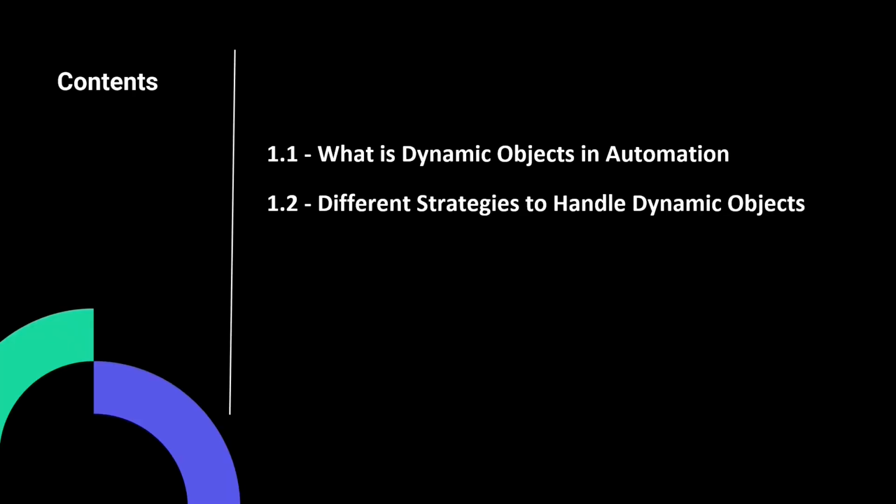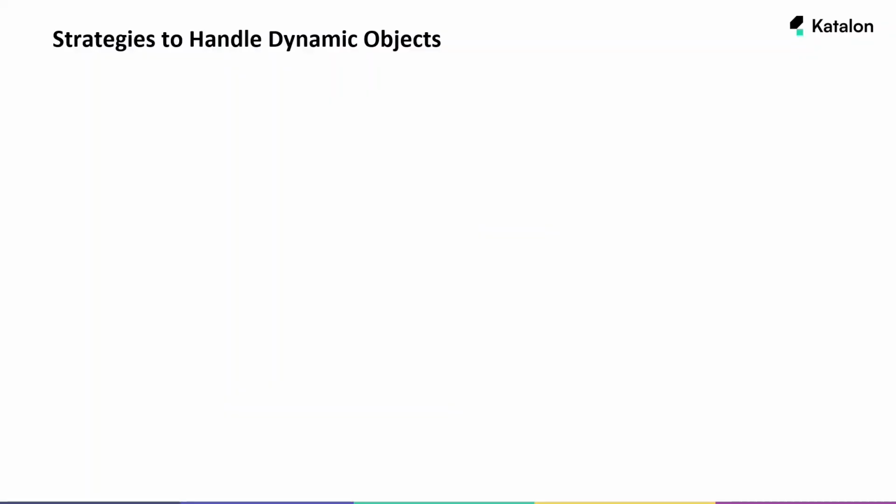As part of section 2 in chapter 1, you will learn what the different strategies are to handle dynamic objects. Before we proceed, let me give you a quick piece of information. There is another course in Katalon Academy which talks in detail about the strategies to handle web elements by using Katalon Studio. But in this session, I'm going to focus on strategies to handle only dynamic objects. So these are some of the strategies that are listed below.